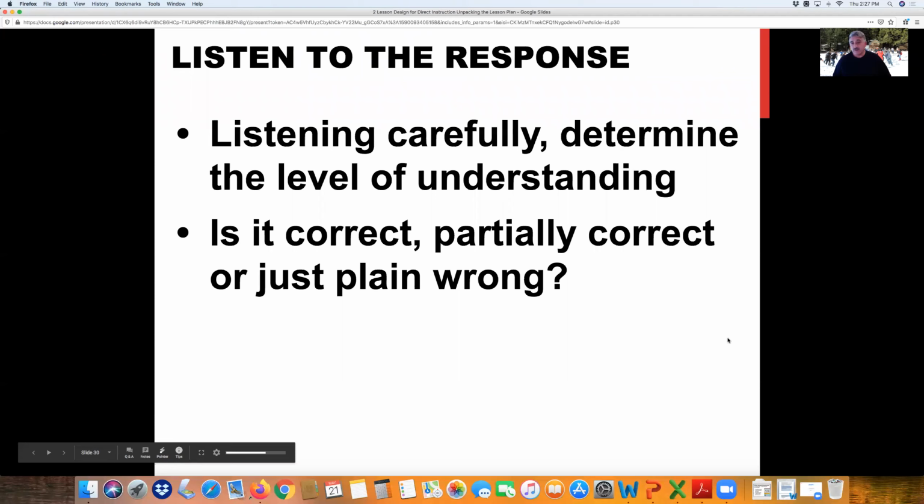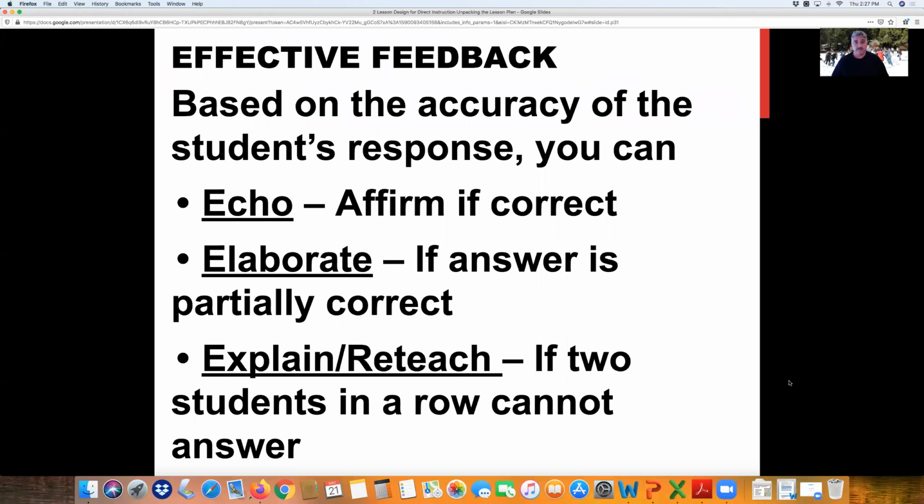Okay, the other thing you have to do in TAPPLE is listen to the response. Listening carefully, determine the level of understanding. Is it correct, partially correct, or just plain wrong? And you want to give effective feedback based on the accuracy of the student's response.